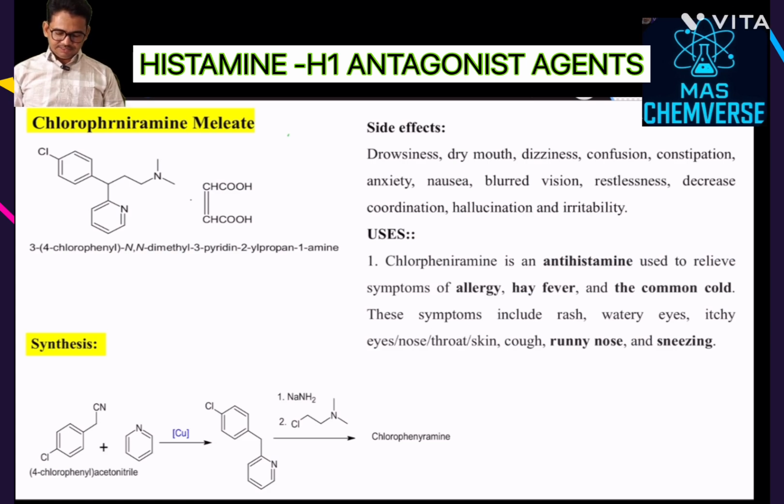Then when you see the synthesis of chlorpheniramine, the starting material required for this is para-chlorophenyl. This is the para position, chlorine is there, para-chlorophenyl, this is the phenyl. This is called the acetonitrile. Okay, this is required as the starting material along with the pyridine. Then it undergoes the particular reduction process. Reduction means here it is going to remove both. Here the cyanide group is going out.